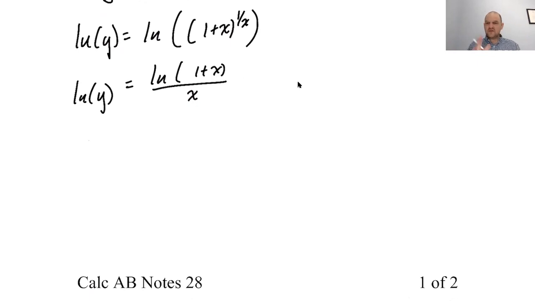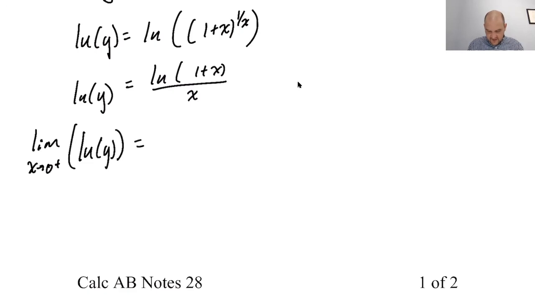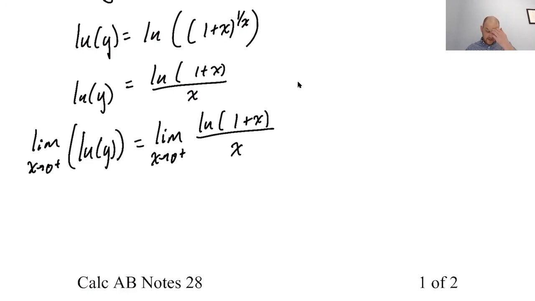All right, I'm going to take the limit of both sides as x approaches 0 from the right, right? Because that's what we're supposed to do. Limit as x approaches 0 from the right of the natural log of y. Since everything is equal, this should work. From the right of the natural log of 1 plus x over x. Okay, let's half ignore the left-hand side.